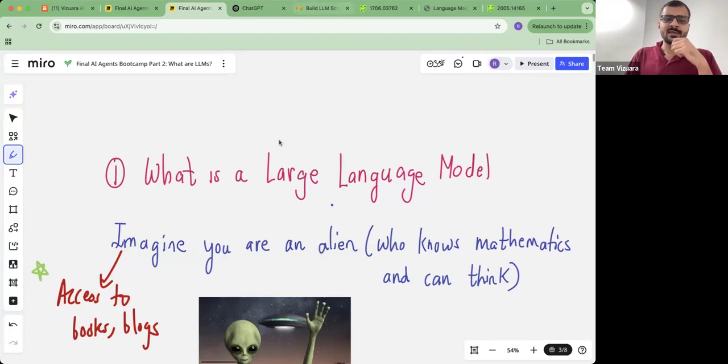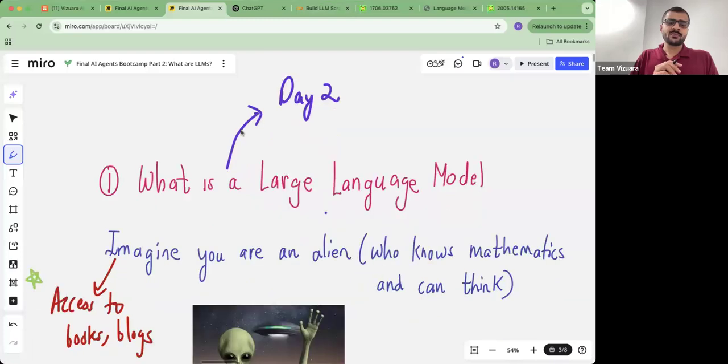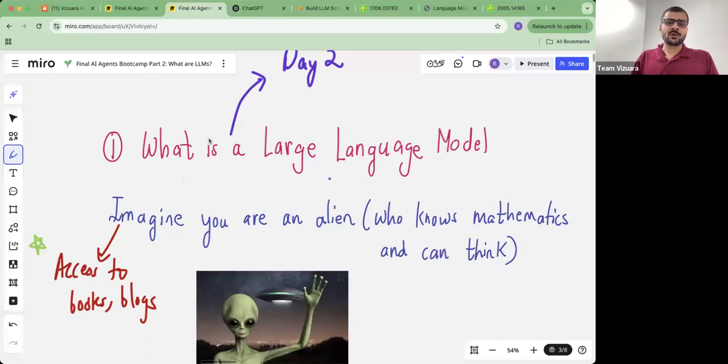All right, so let's get started with today's lecture. Today is day two of this 10-day agent bootcamp. And the main topic which we are going to cover today is what exactly is a large language model.